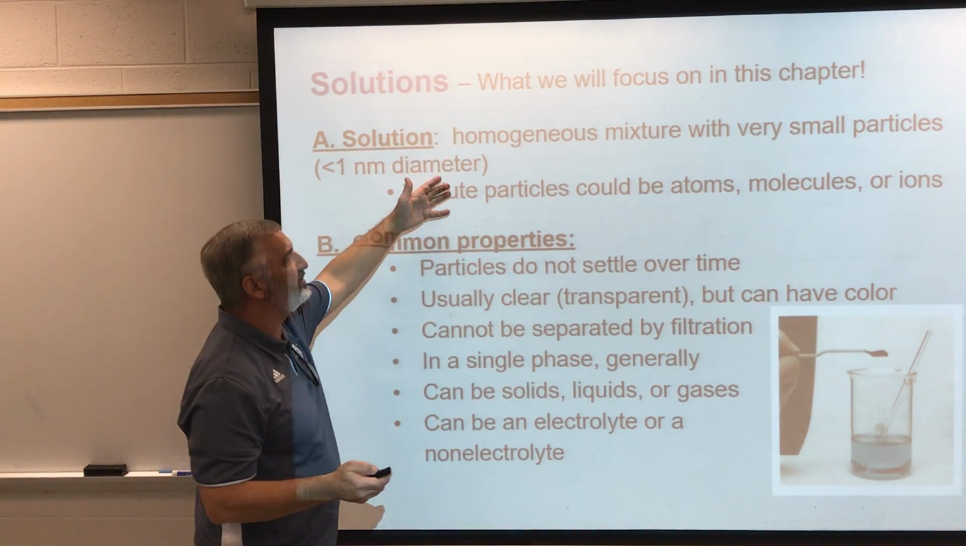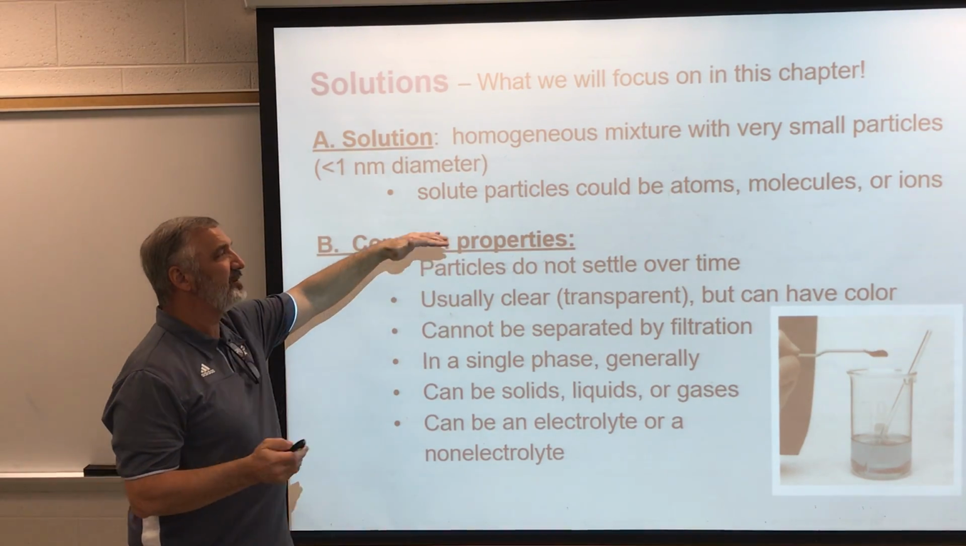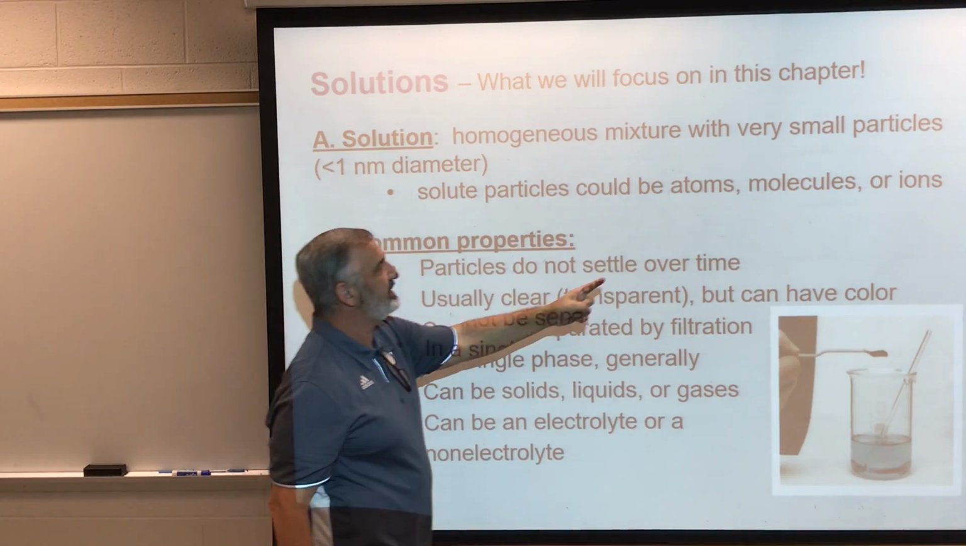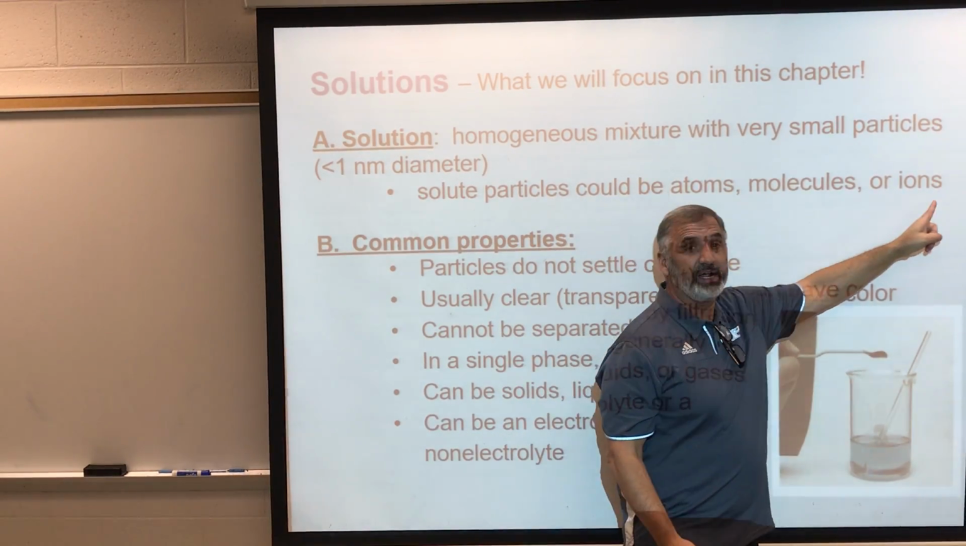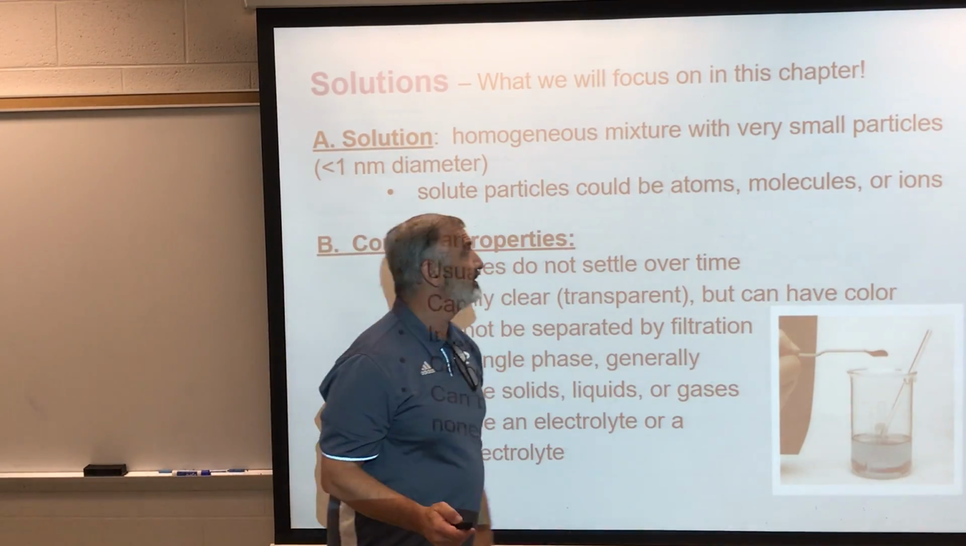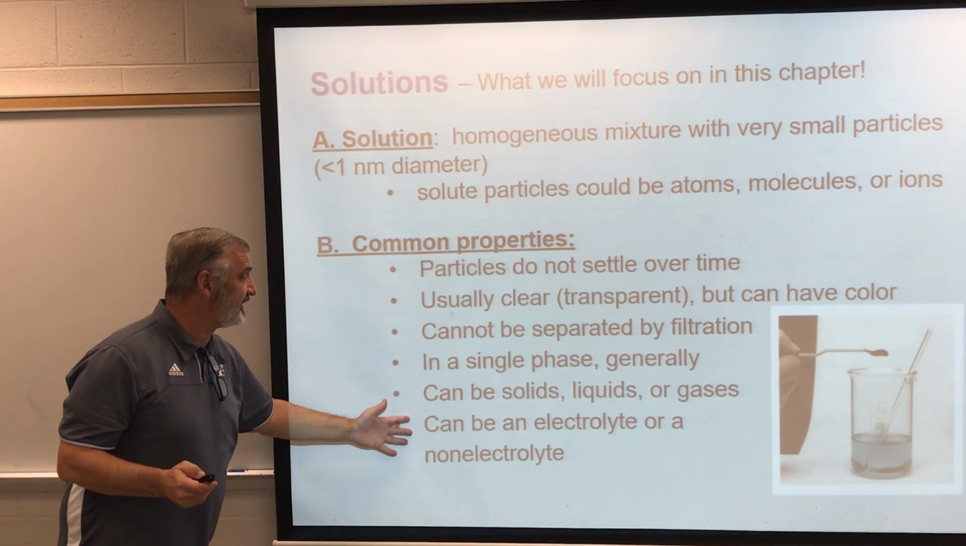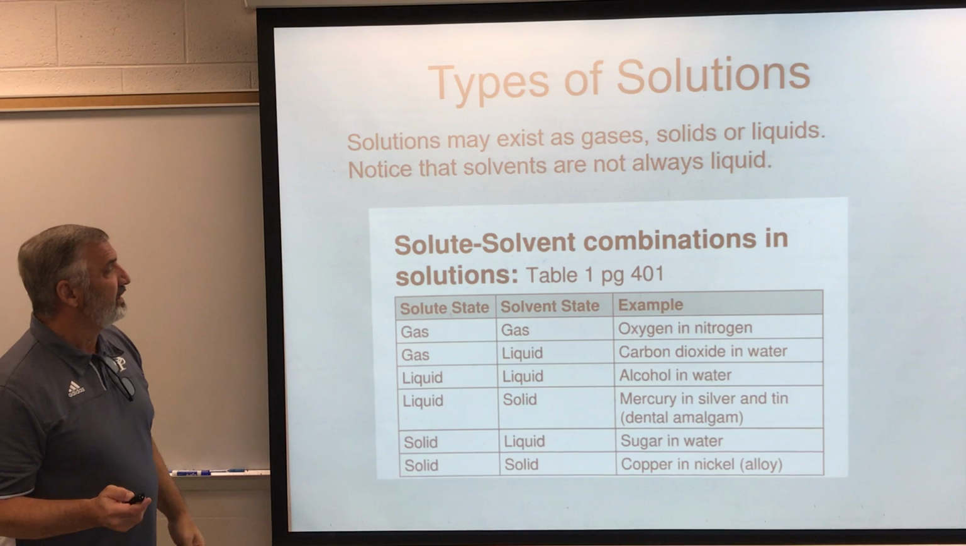A solution is homogeneous, with very tiny particles. They're going to be atoms, molecules, or ions. Usually it's molecules or ions. Covalent compounds dissolve as molecules, ionic compounds dissolve as ions. It's not too hard to keep track of, and we already talked about this on that table.